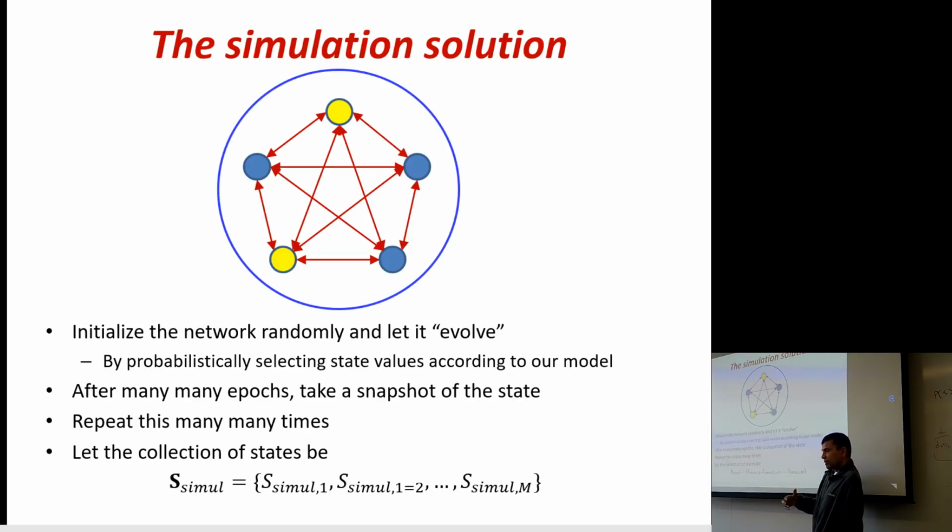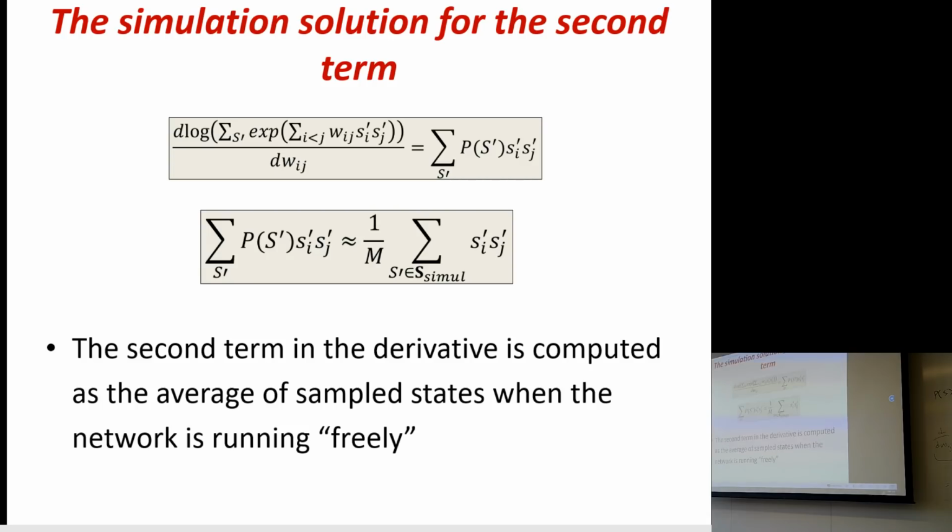And if I do this several times, eventually I'm going to call this simulation. I'm going to get one simulated value for the state sequence many, many times. So I have the network, I just initialize it, let it evolve, take a snapshot. Keep doing that. And if I do that, then this expected value of the product of the states can be approximated as the average of the product of the states over all of the simulations that I've got.